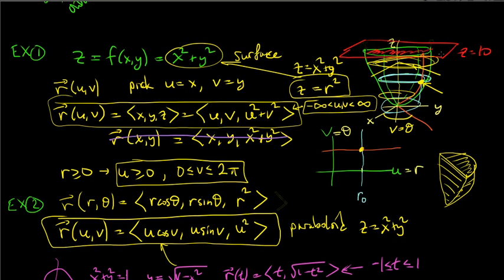So if we want that to be the top of the paraboloid, how would that affect our u and v? Well, again, if we want the entire paraboloid going all the way around, v would still be going from 0 to 2 pi.